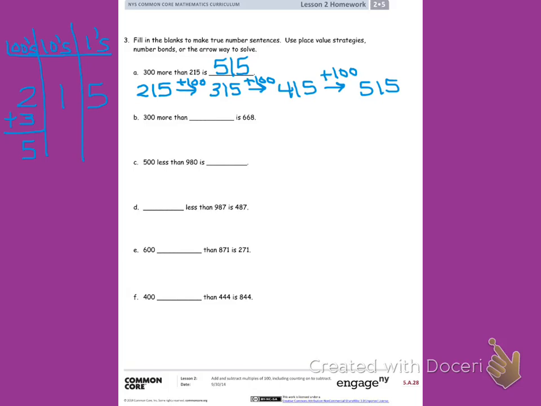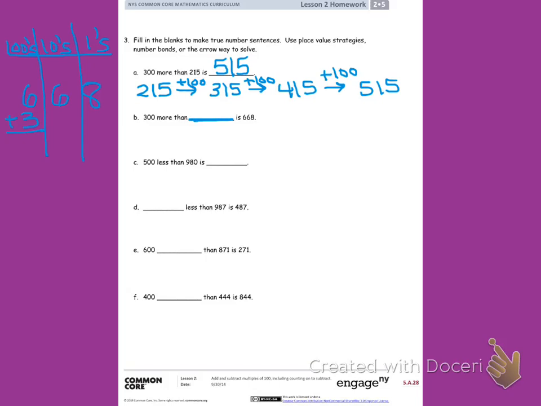Now let's look at item B. 300 more than 668. I'll put the number 668 here in the place value chart. 300 more means 3 groups of 100 more. Alright, now you add it, and you figure out what 300 more than 668 is. You write it here.